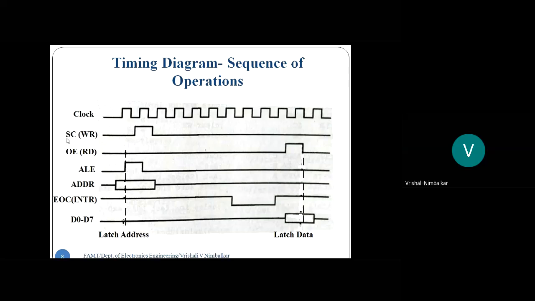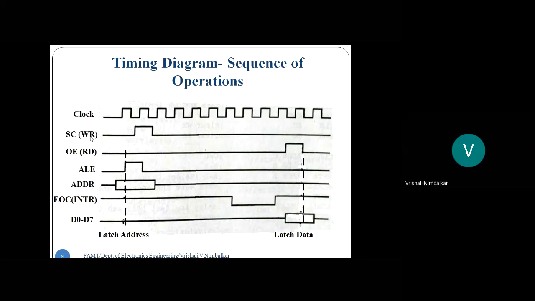The second signal is start of conversion, which is active high. And see, whatever signals are written in the brackets, they are applicable to 0804 ADC. So both the ADCs work the same. The only difference is 0804 ADC is a single channel ADC, only one analog input, whereas 0808 is an 8 channel 8-bit ADC.